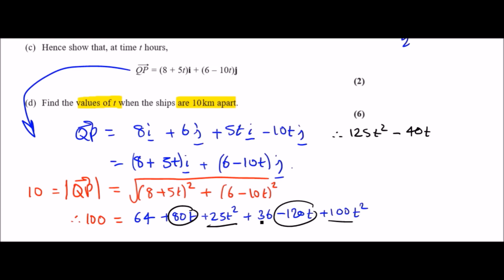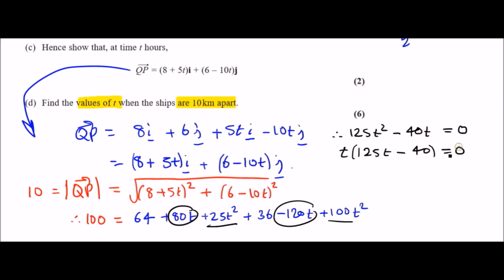64 plus 36 is 100. Take away 100. Oh, that's beautiful. Now equals 0. So that's plus 0. So all of this will be set to 0. And now we just find the values of t. So just factorize t out. So that's good. I thought we were going to do quadratics, and I'm kind of glad we're not doing that. So it'll be 125t minus 40.